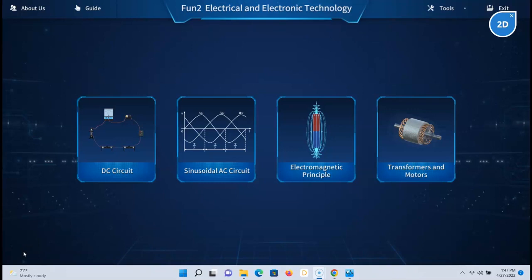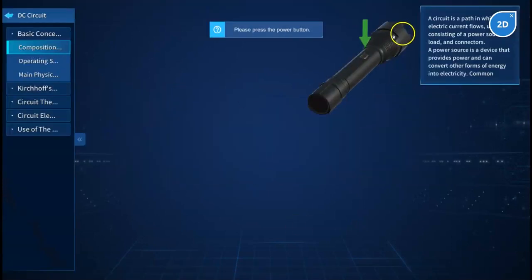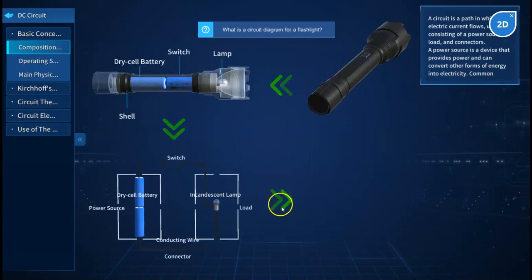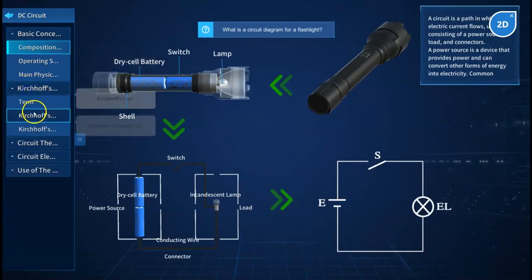This application is based on basic electrical and electronic technology as a theoretical framework of the basics, and through the combination of text, models, animations, and interactions, it demonstrates concepts and principles that are not easy for users to understand.